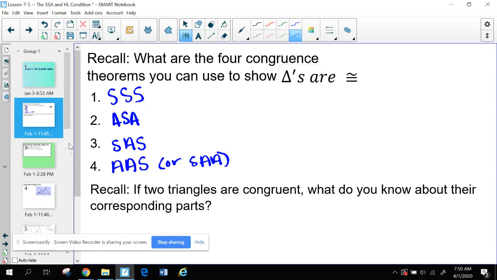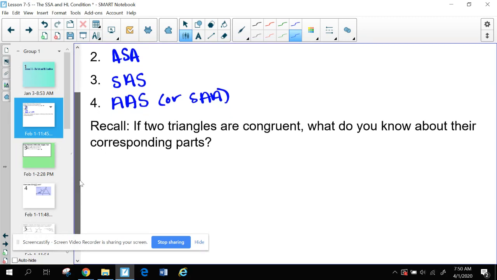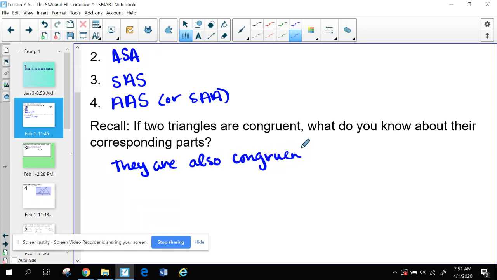It says recall if 2 triangles are congruent, what do we know about their corresponding parts? So this is the other theorem we've been using a lot in our proofs. So again, if we're talking about congruent figures and their corresponding parts, we know that they are also congruent. And we know that by CPCF, which we've been using in some of our proofs lately as well.